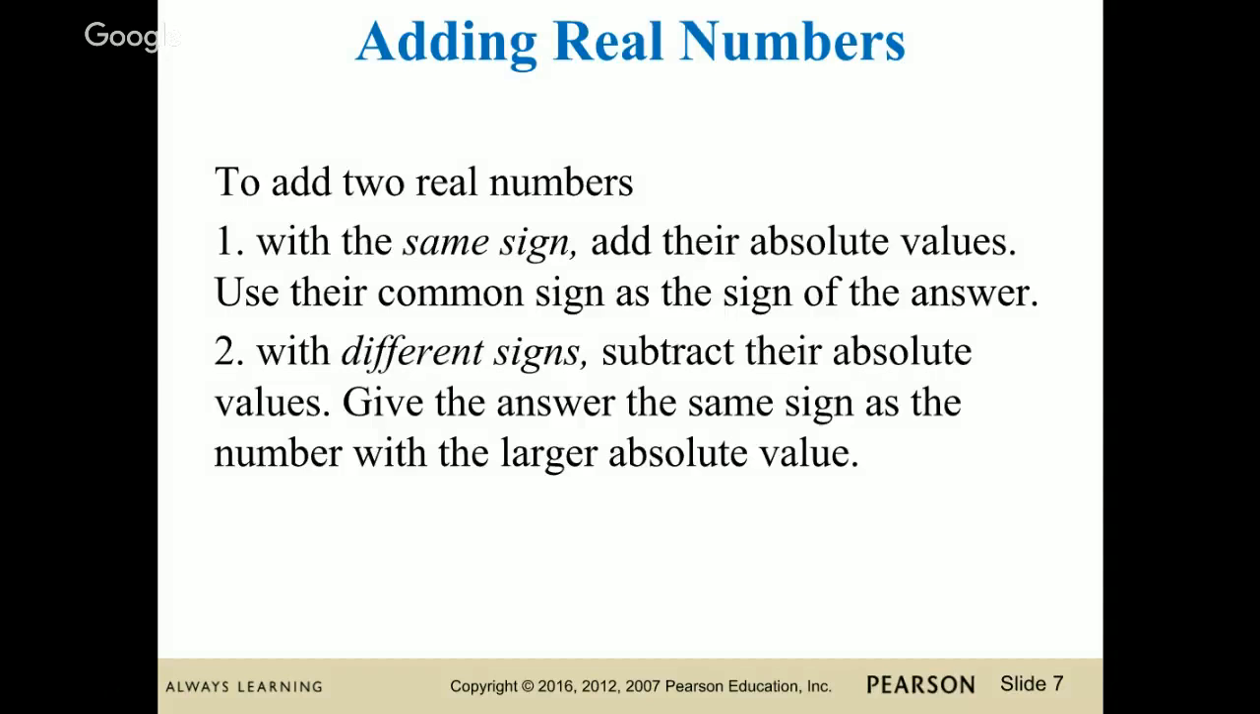The other way that you can think about this, if you don't want to think about it on a number line and want to think about it a little bit more mathematically, is that if you're adding two numbers with the same sign, you add their absolute values, and then you use their common sign for the answer. With two different signs, you subtract their absolute values, and then you give the answer the same sign as the larger of those absolute values.